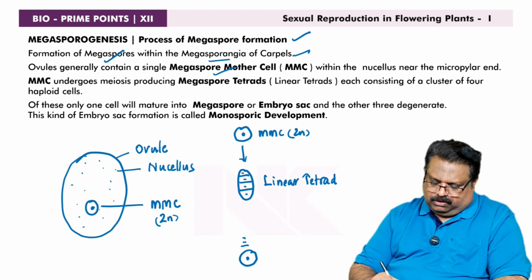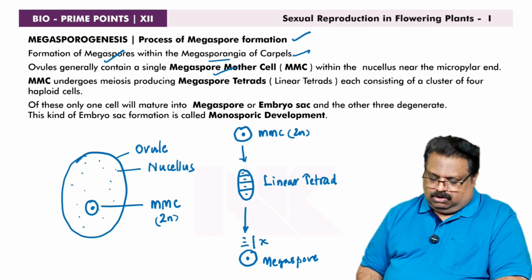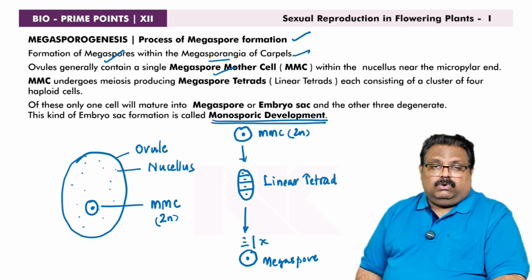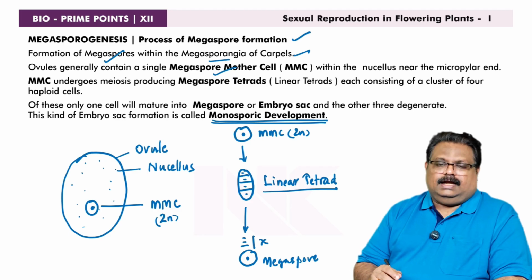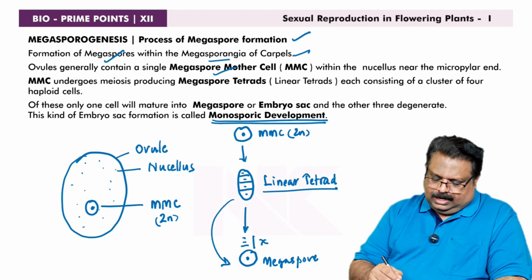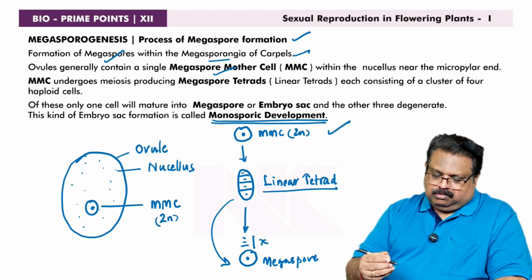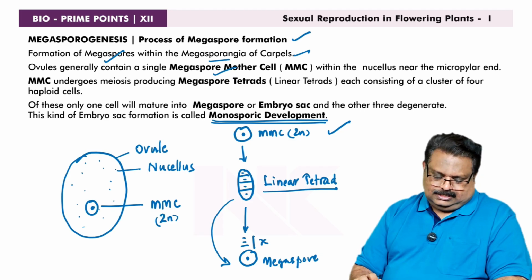That's a very important point. Out of the 4 cells, only 1 will become the functional megaspore, and 3 others will degenerate. So the process is called monosporic development. It's an important question. Monosporic development means out of the 4 daughter cells which are produced in the form of linear tetrad, only one will become functional and the other three become degenerated. So that condition is called monosporic development. Monosporic development is a characteristic feature of angiosperms with regard to megasporogenesis.